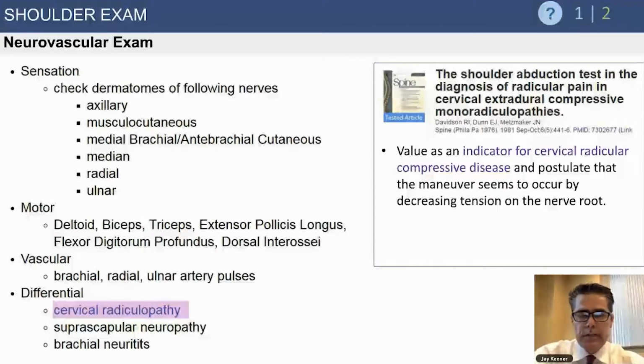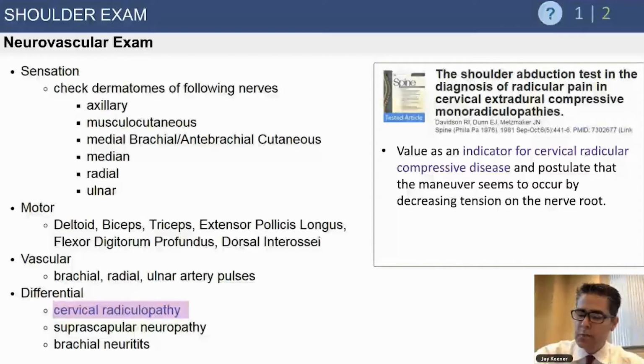Every good shoulder exam should have a detailed neurovascular assessment. The neurovascular exam includes assessment of sensation, motor exam, vascular, and then special tests. For the motor exam, it's really important to look at all of the cervical myotomes. C5 is classically deltoid and biceps. C6 is classically wrist extension and brachioradialis. Triceps is classically C7. EPL, or extensor pollicis longus, is classically C8. And the first dorsal interosseous, or the dorsal interossei, classically T1.